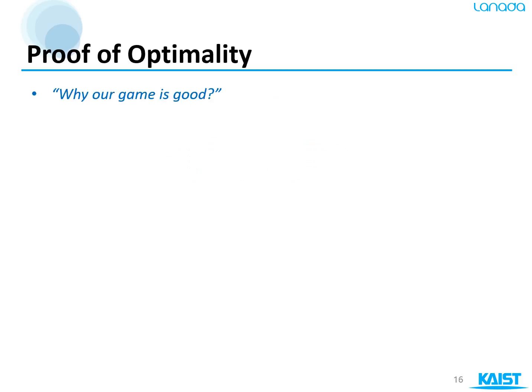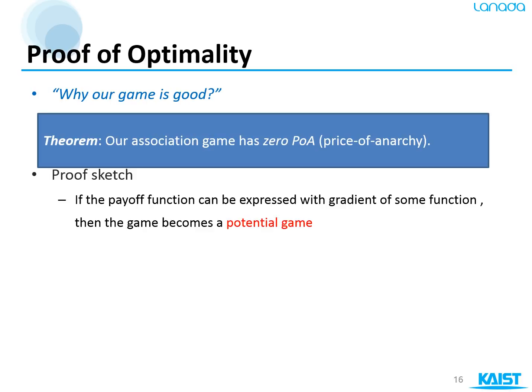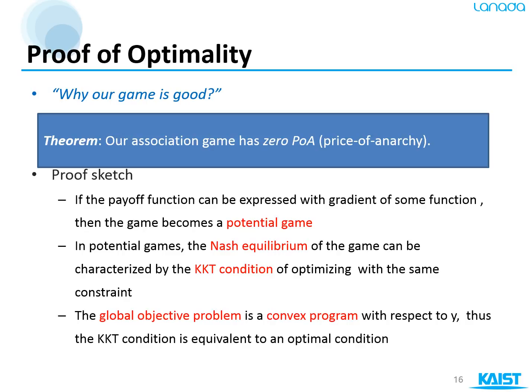The third question is why our game is good. This part is the main analysis part of the paper. And the main theorem in the paper is that our association game has zero price of anarchy. We can prove the theorem as follows. If the payoff function can be expressed with the gradient of some function, then the game becomes a potential game. In a potential game, the Nash equilibrium of the game can be characterized by the KKT condition of optimizing with the same constraint. The global objective problem is a convex program with respect to Y, thus the KKT condition is equivalent to an optimal condition.